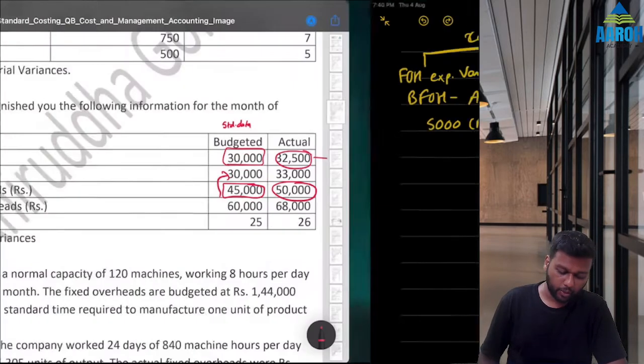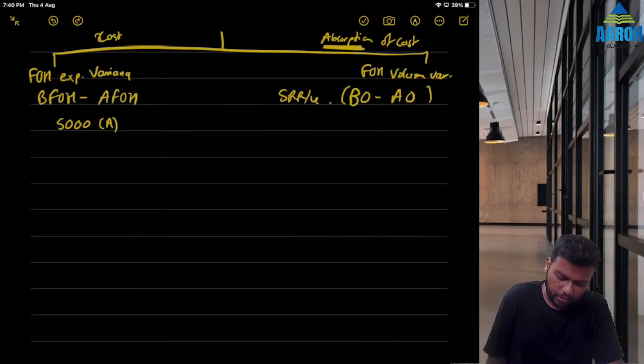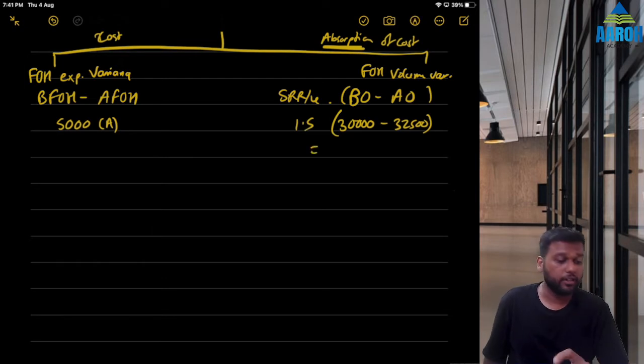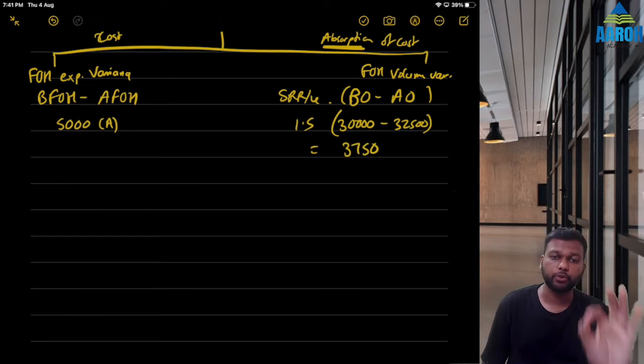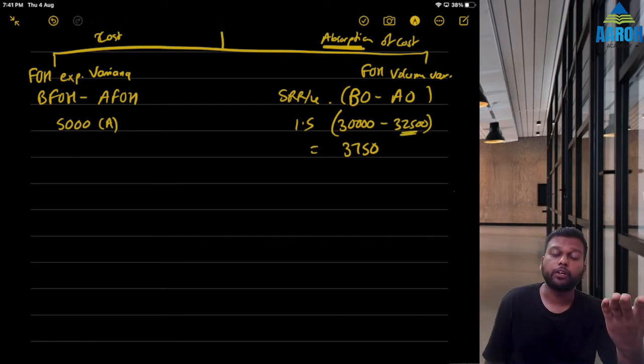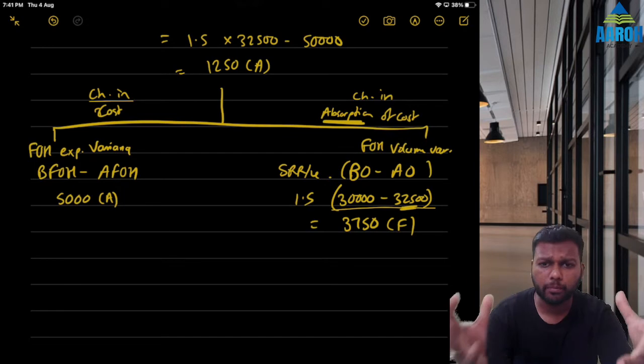So what is our budgeted output? They have directly given 30,000. Actual output is 32,500. So 2,500 into SRR per unit, 1.5. So 2,500 into 1.5 is 3,750, right? Now concentrate. This is where many students make mistake. 3,750 is negative, but actual output is more than budgeted output, which is good. So this is a favorable variance, because actual output is more than budgeted output.